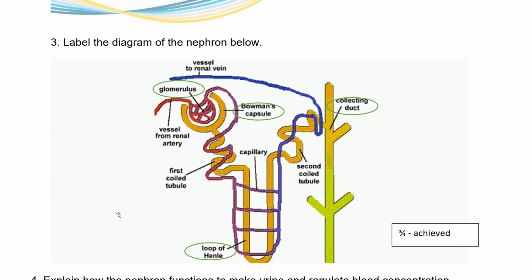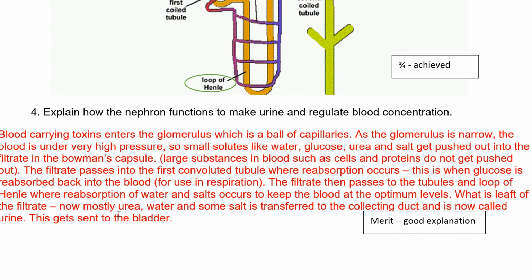Speaking of what they are and what they do, question 4. So, blood's going to carry toxins. It's going to basically turn up at the glomerulus, that's all that network of capillaries. It's really narrow, blood's under pressure, and so you're going to get your first of two processes, filtration. Out goes anything smaller than a protein: water, glucose, urea, salts. They're all getting pushed out into the Bowman's capsule. That's your filtrate. You're then left with a whole bunch of stuff that you now need to reabsorb.